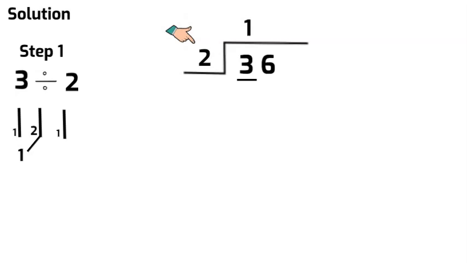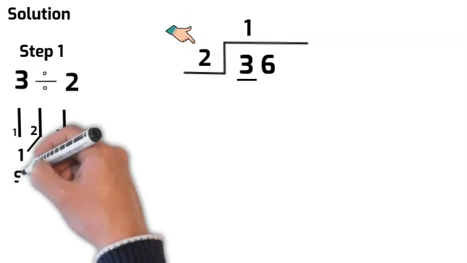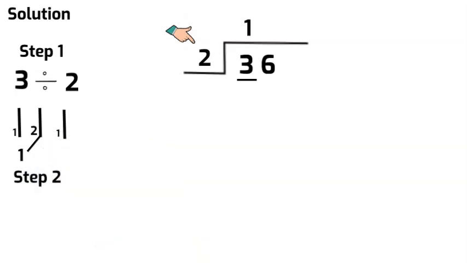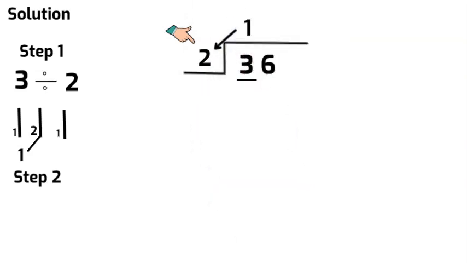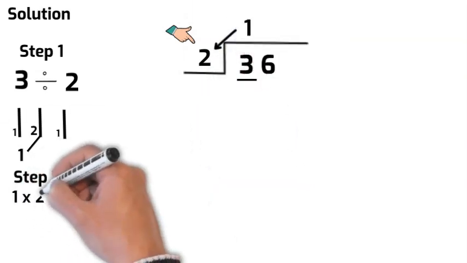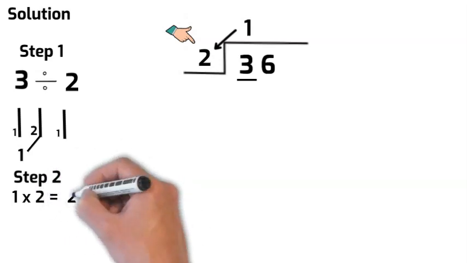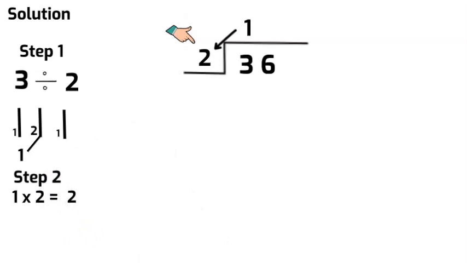Next, we move on to step 2. In step 2, we use the result from the first dividend digit to multiply our divisor. We say 1 times 2. 1 times 2 is 2. Now, we write the result of our multiplication below the first digit of dividend, like this.